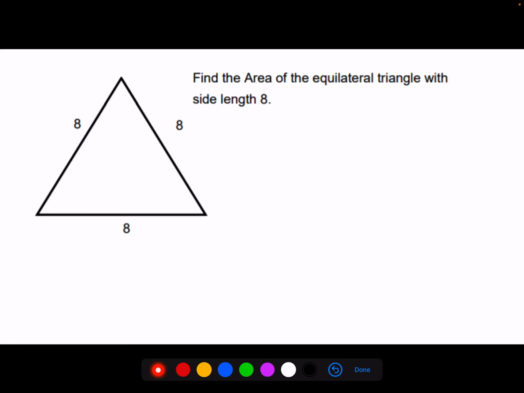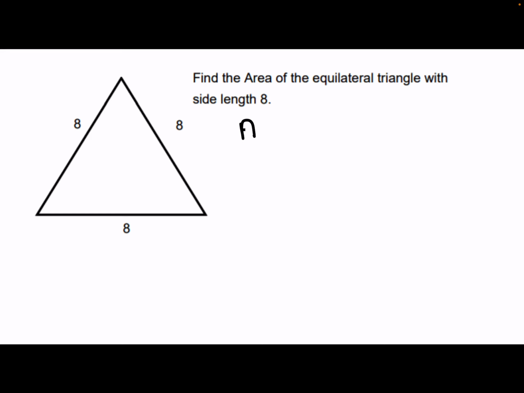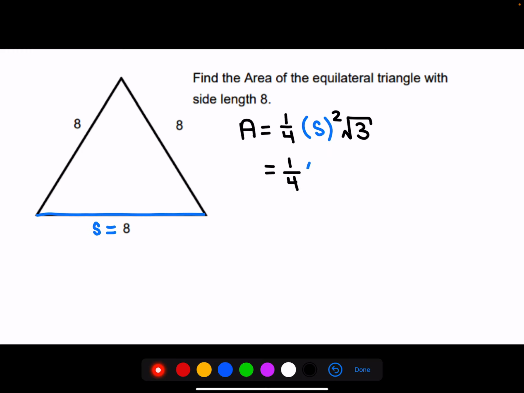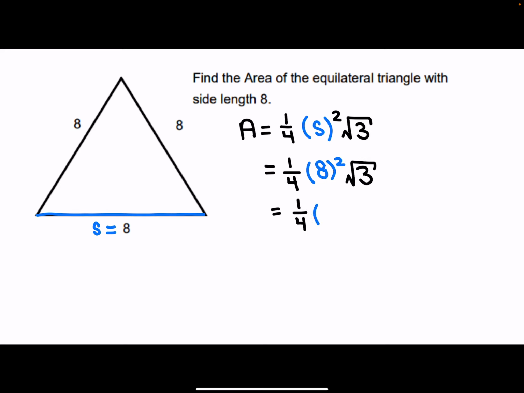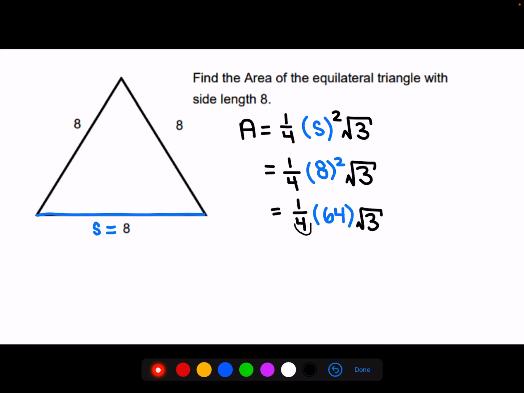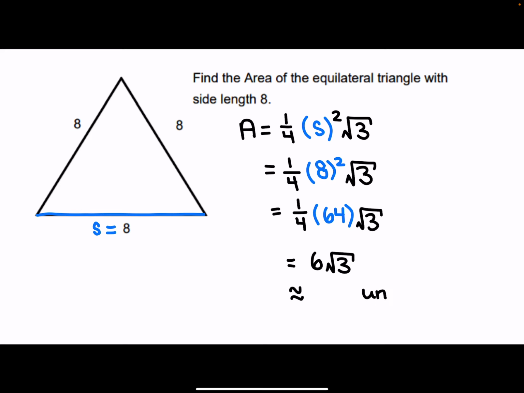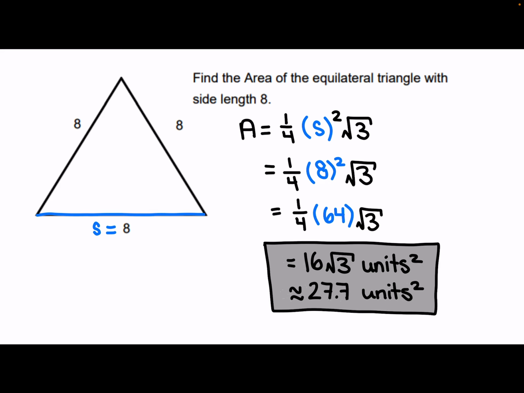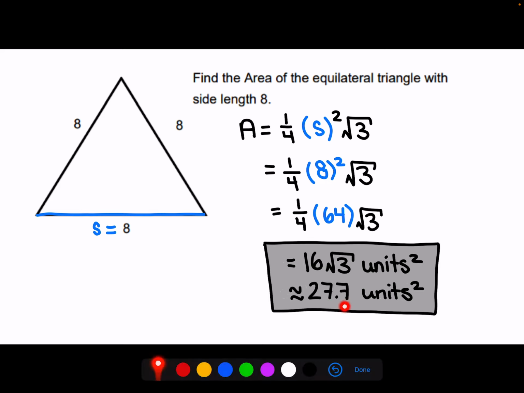Let's go ahead and use this formula now to find the area of an equilateral triangle with side length 8. So we plug that into our new area formula. Area is equal to 1/4 times side squared, which is 8 squared, times radical 3. Well, 8 squared is just 64. So I have 1/4 times 64 rad 3. 1/4 is the same as dividing by 4. So 1/4 times 64 is the same as 64 divided by 4. Either way, we get 16 radical 3 as our area. If we enter that into our calculator, that's about 27.7 units squared.